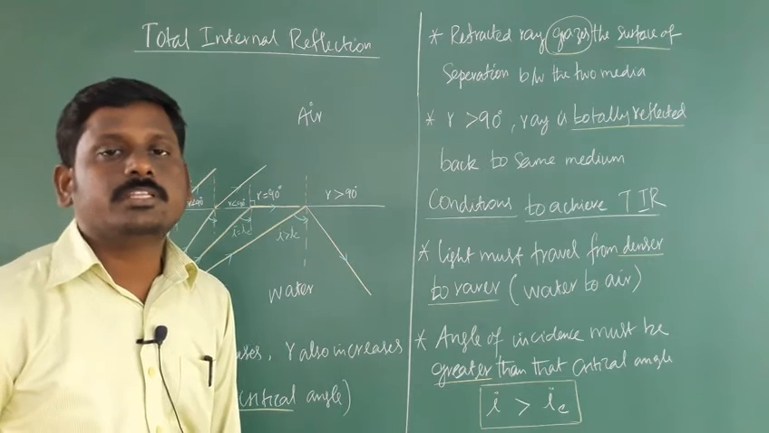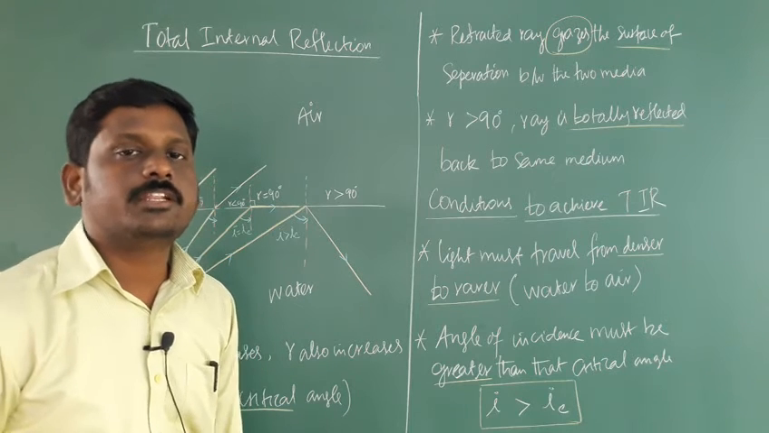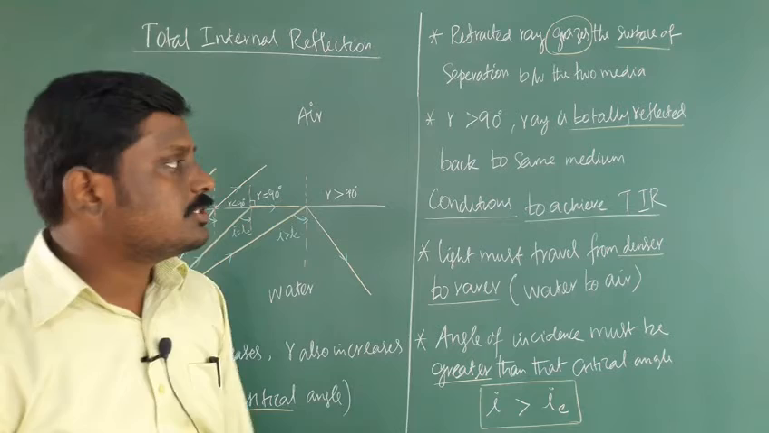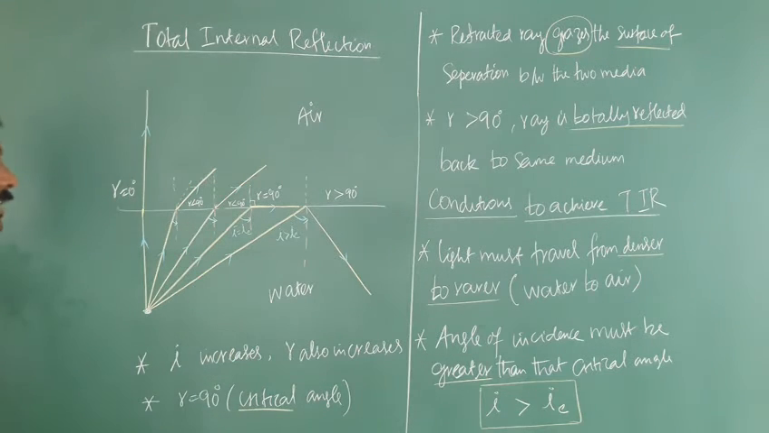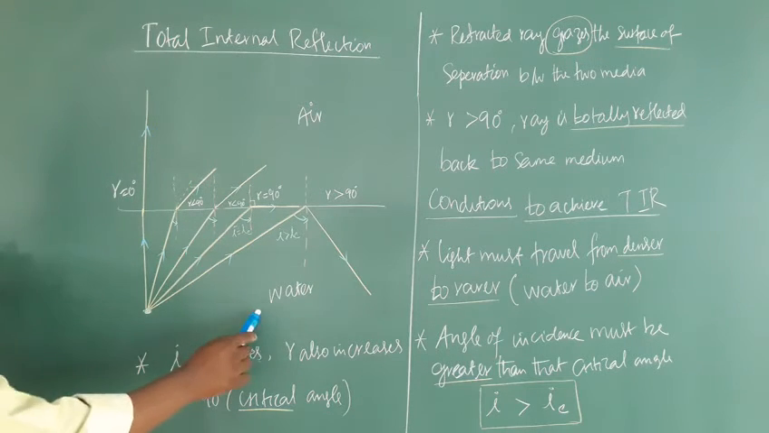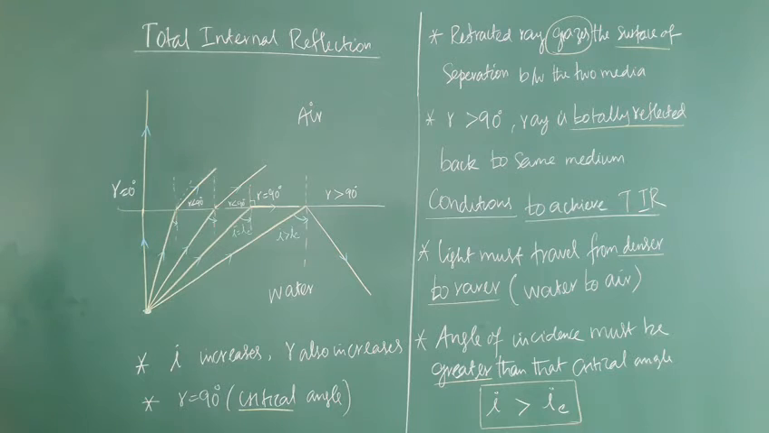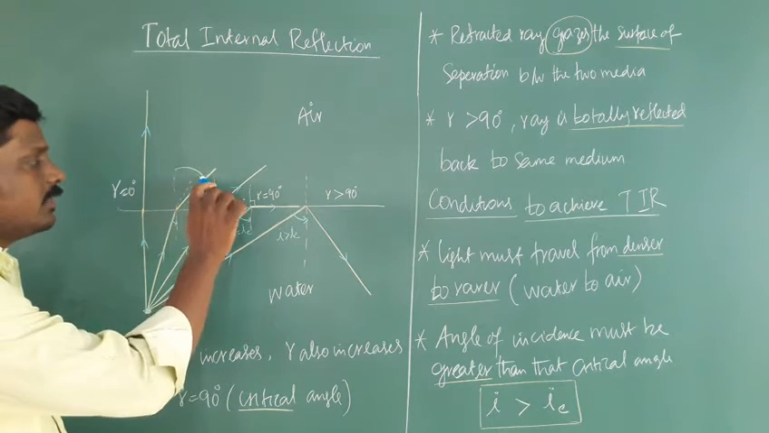Good morning students. So in this class we are going to discuss total internal reflection and the conditions to achieve total internal reflection. If a light ray travels from a denser medium to a rarer medium, the refracted ray deviates away from the normal.